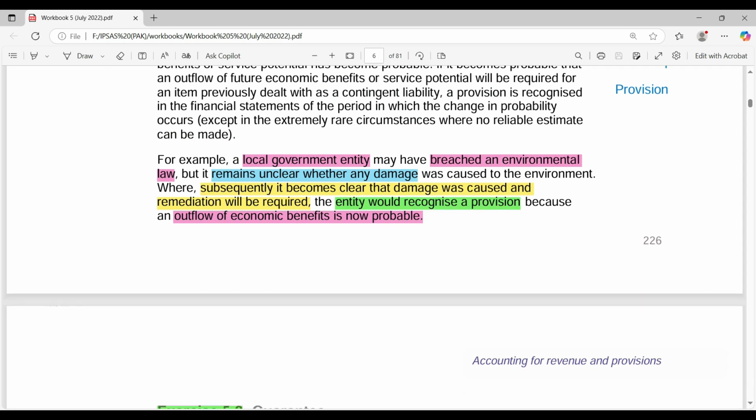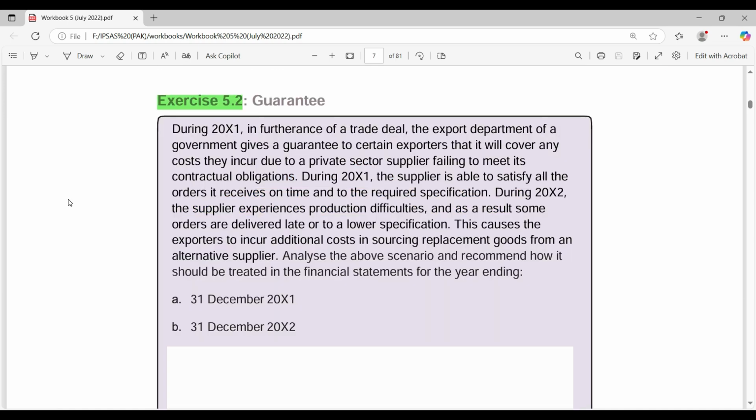For example, a local government entity may have breached an environmental law, but it remains unclear whether any damage was caused to the environment. Where subsequently it becomes clear that damage was caused and remediation will be required, the entity would recognize a provision because an outflow of economic benefits is now probable. See an example.